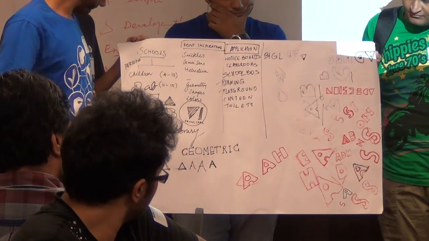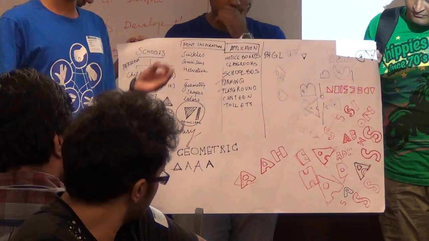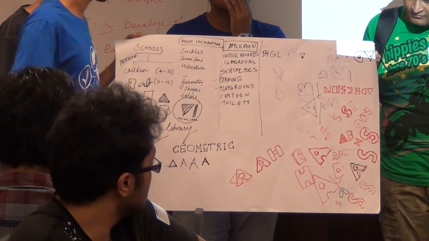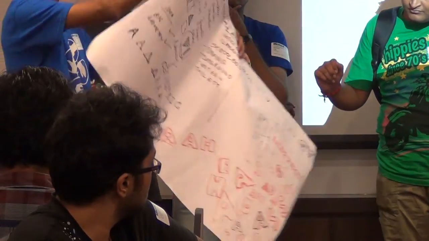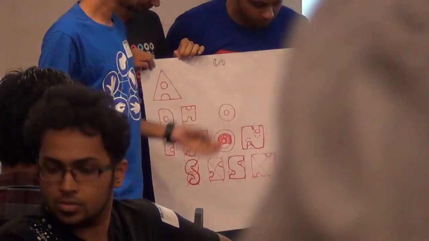The basic design philosophy we've gone for is geometry. Kids will be playing with basic geometrical shapes, so they'll like a font that is based on simple geometry. And this is the initial evolution of the font. We start with the letter A, with basic geometrical shapes.